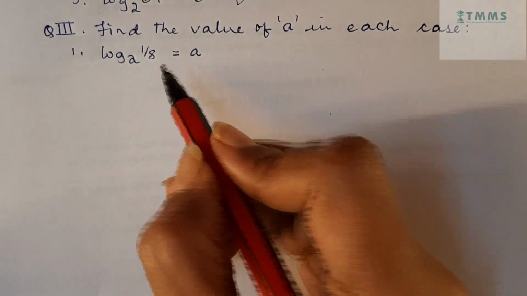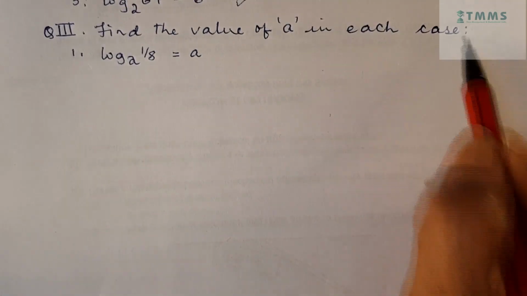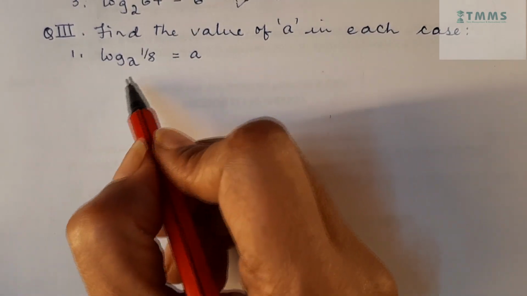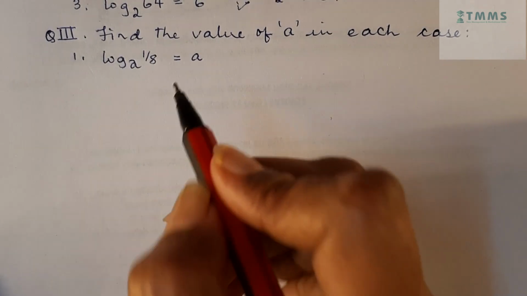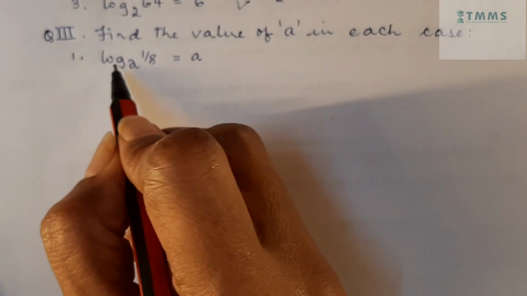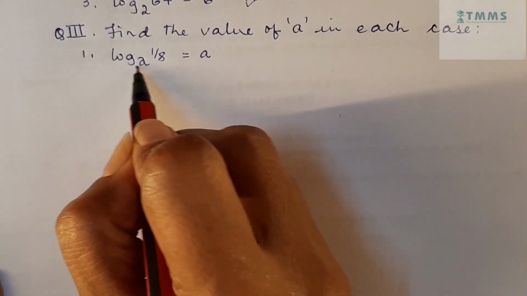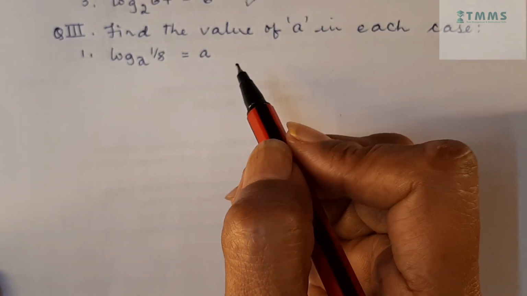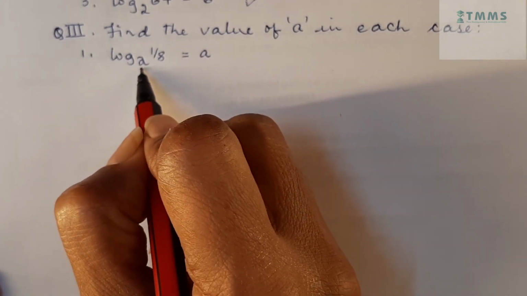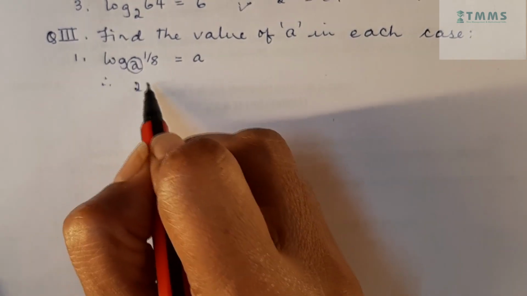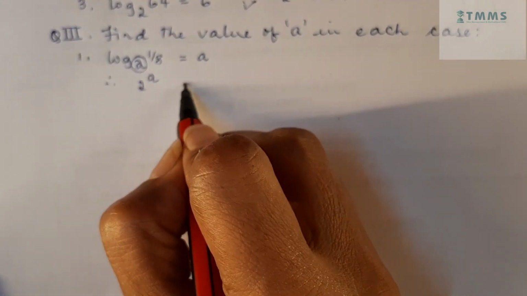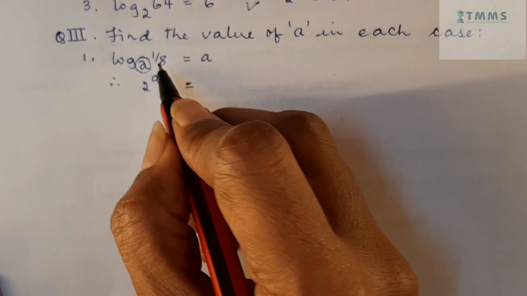Question 3. Find the value of A in each case. The first subpart says log 1/8 to the base 2 is equal to A. Now in order to find this A, let us convert this, which is in logarithmic form, into exponential form. So exponential form will look for base. What is our base? 2. So we will say therefore 2 to the index or exponent A, because this is our A as the exponent, and that is equal to 1/8.